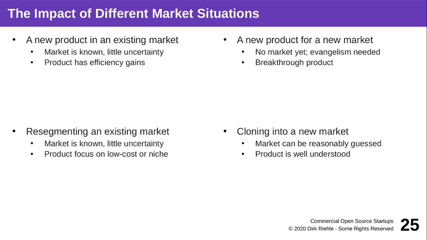So for example, the new product in an existing market has the benefit that the market is well understood, but the product is new, so it has to show how it's different from what's there already, and often these are efficiency gains. Your product is faster.